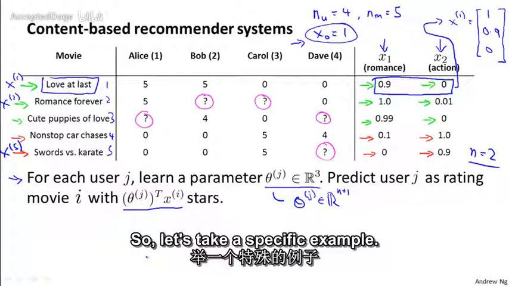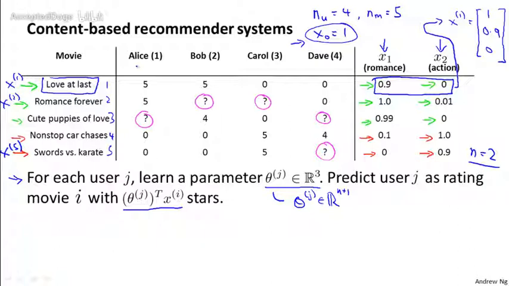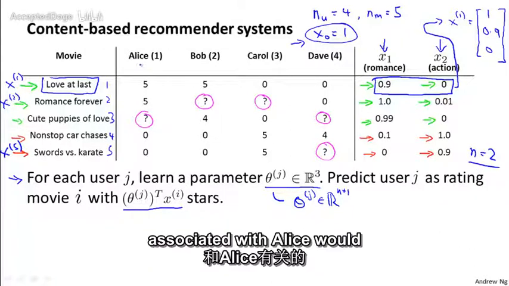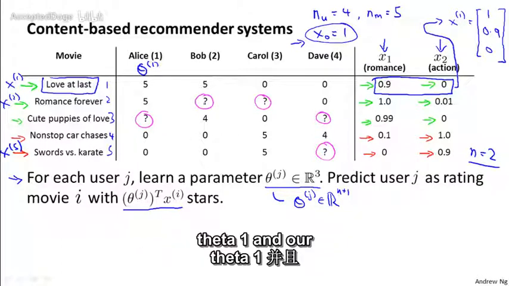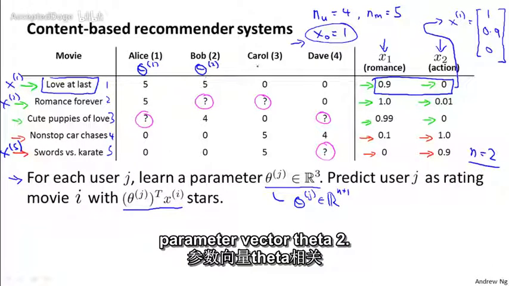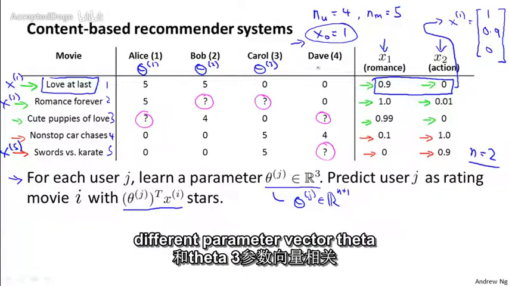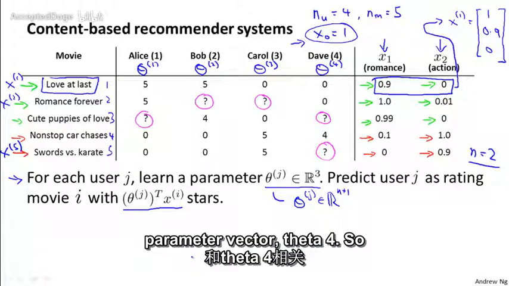So let's take a specific example. Let's take user 1. So that would be Alice, and associated with Alice would be some parameter vector theta^(1). And our second user, Bob, will be associated with a different parameter vector theta^(2). Carol will be associated with a different parameter vector theta^(3), and Dave a different parameter vector theta^(4).